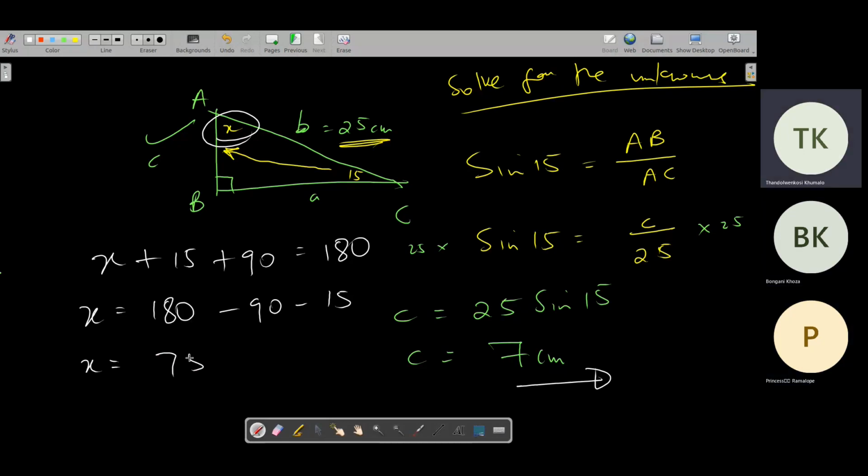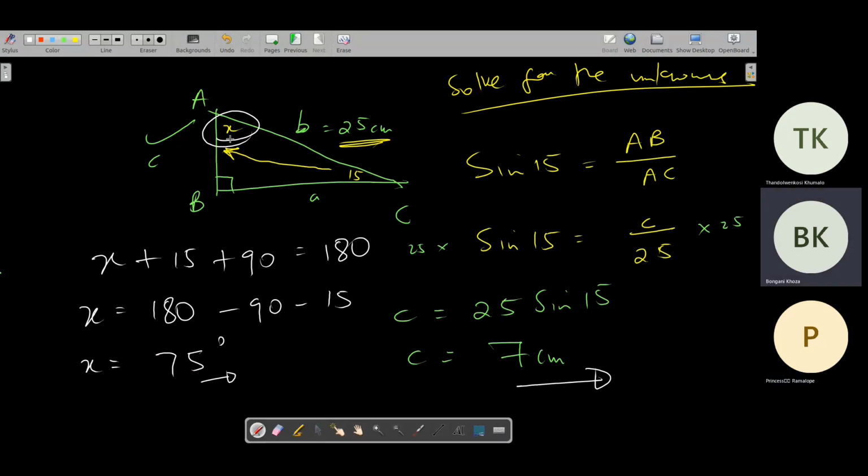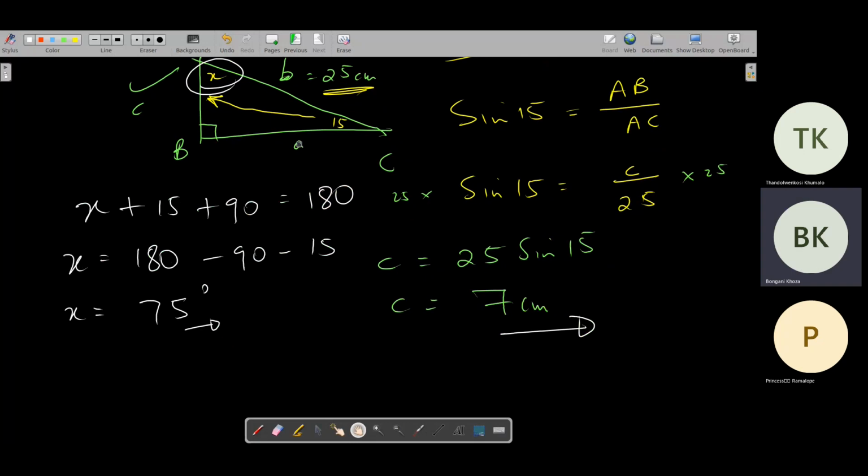We get 75 degrees. So that's the size of that angle. Right. So now let's check. We are trying to get to A. Are we using this angle or this one? 75 or 15? Which angle do you want to use?